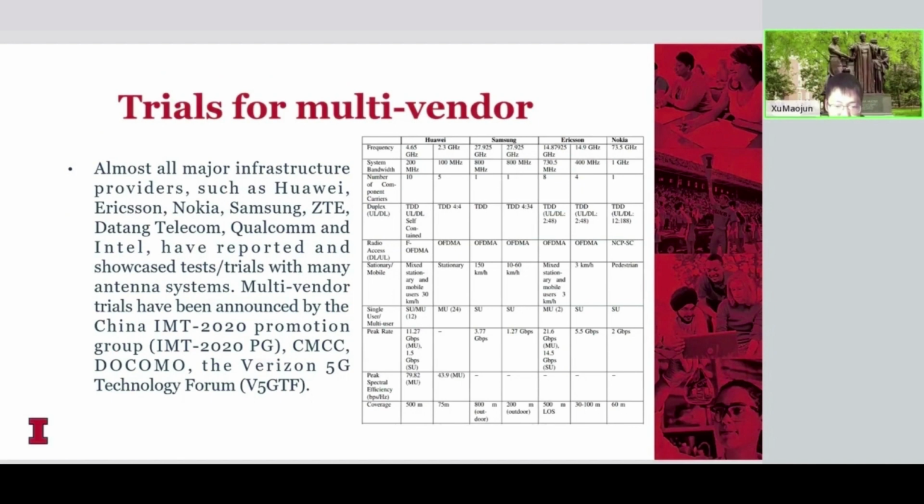Almost all major infrastructure providers, such as Huawei, Samsung, Qualcomm, and Intel, have reported and showcased trials with many-antenna systems. Multi-vendor trials have been announced by the China IMT-2020 Promotion Group, CMCC, and DOCOMO. Before 2020, the main problem was that none achieved a single-user peak rate of 20 Gbit per second. With the continuous development of 5G technology, many problems reflected in the trials have been resolved, and people began to think about how to further play the role of test beds in innovation.